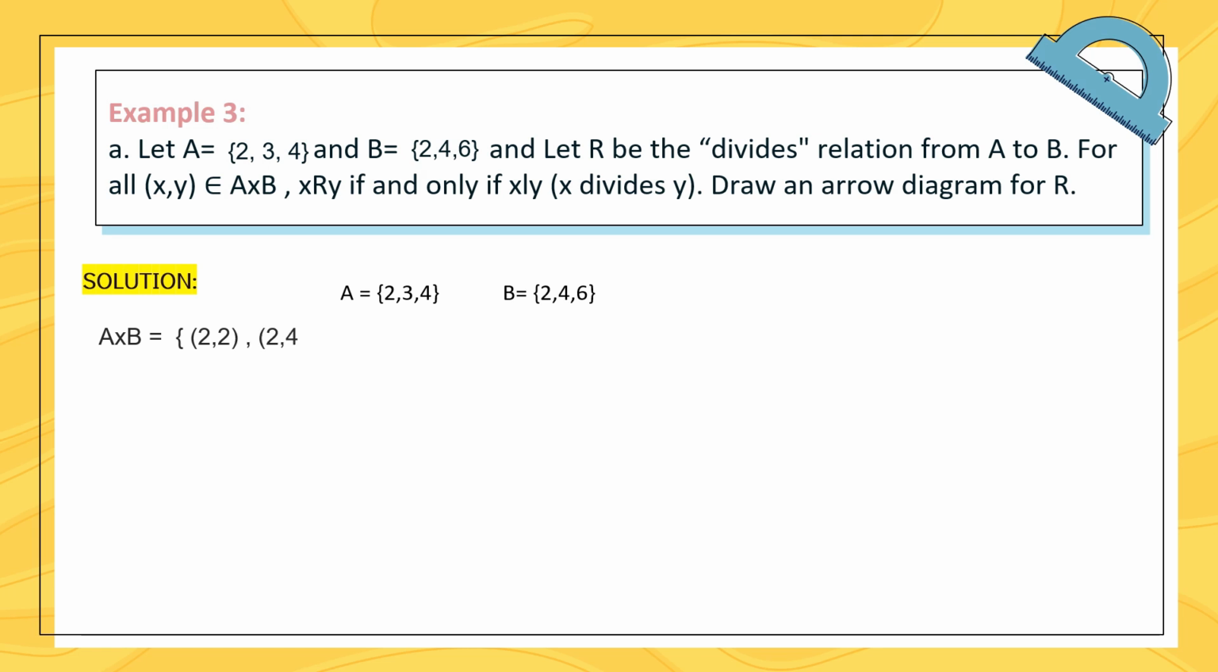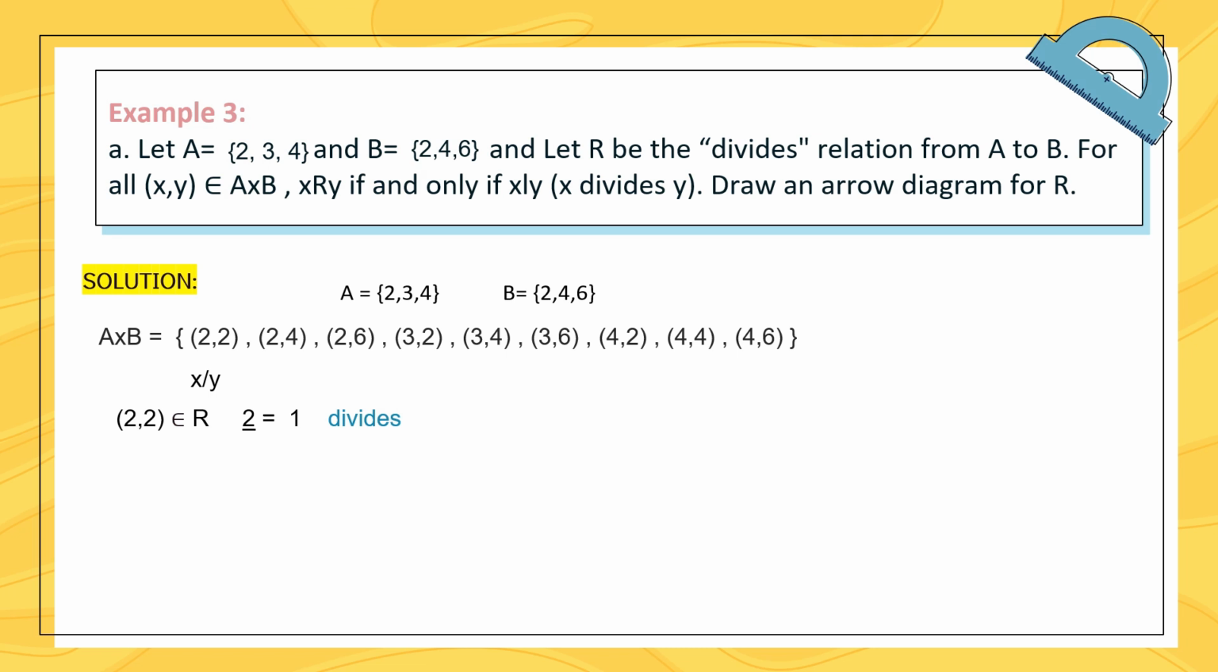Example 3. Let A be equal to the set of 2, 3, 4, and B be equal to the set of 2, 4, 6, and let R be the divides relation from A to B. For all ordered pairs (x, y) in A cross B, x is related to y if and only if x divides y. Draw an arrow diagram for R.